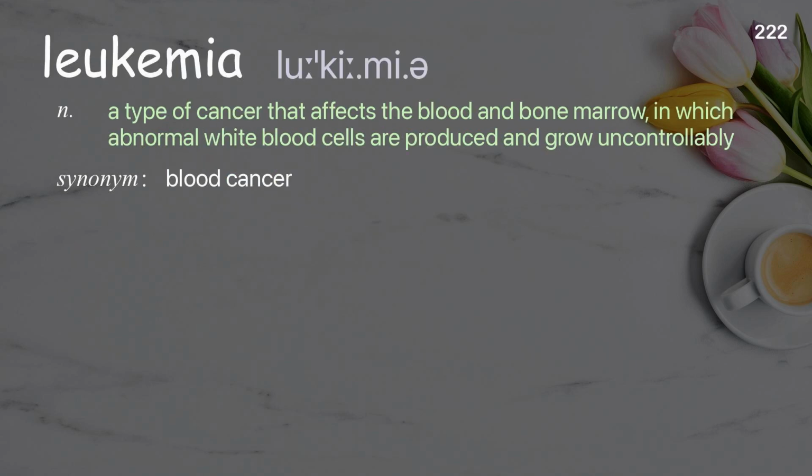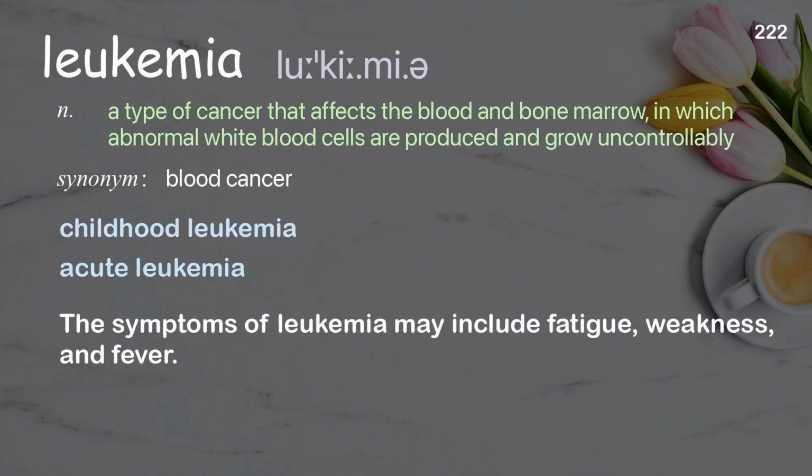Leukemia. A type of cancer that affects the blood and bone marrow, in which abnormal white blood cells are produced and grow uncontrollably. Examples: Childhood leukemia, acute leukemia. The symptoms of leukemia may include fatigue, weakness, and fever.